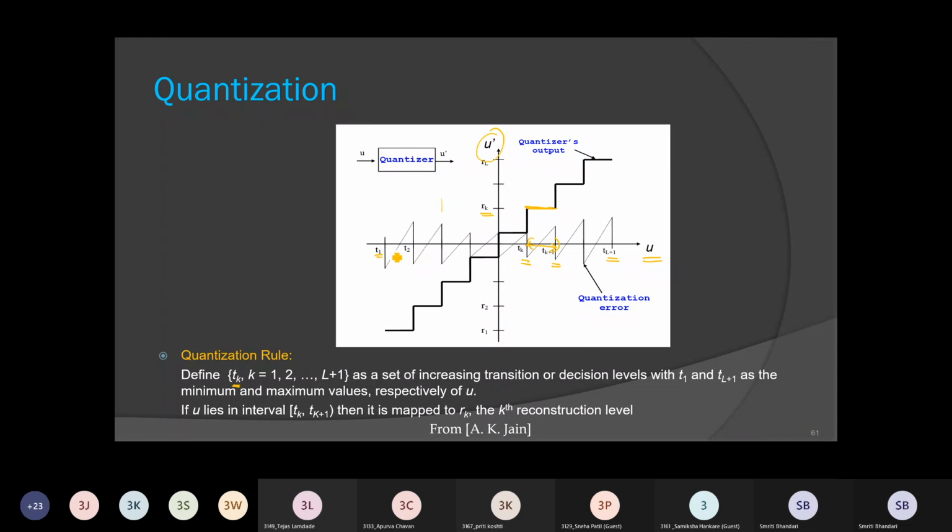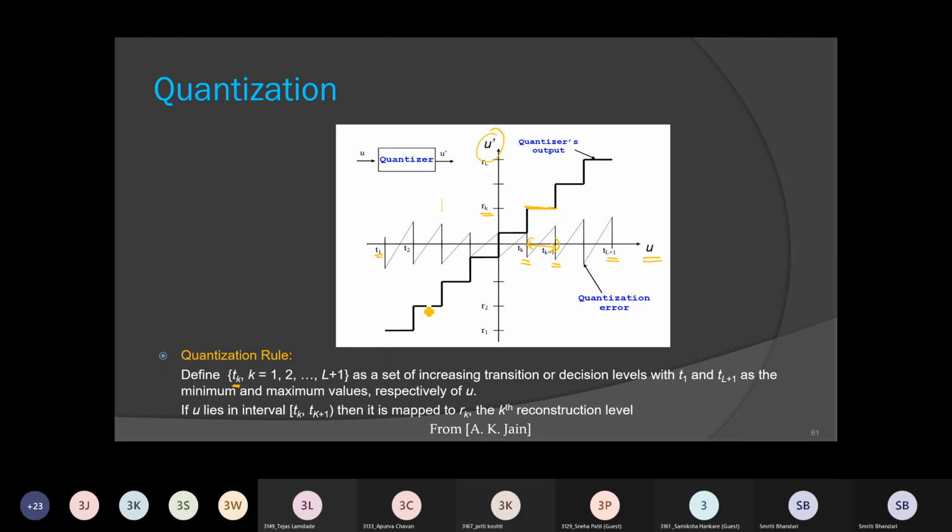Getting me? See here, if the value lies between t1 and t2, then instead of considering all those values, what I'll be doing? I'll be using the output value as R1. So if input lies between t1 to t2, my output would be the same, R1. If it lies between t2 to t3, then my output would be the same, and that is R2. So I'm minimizing the input levels.